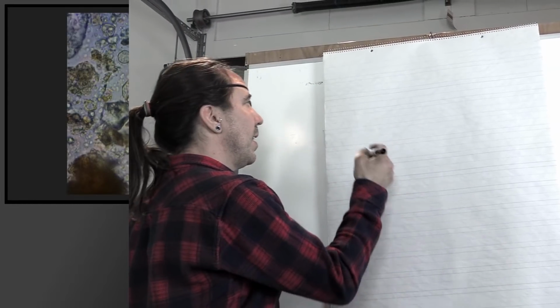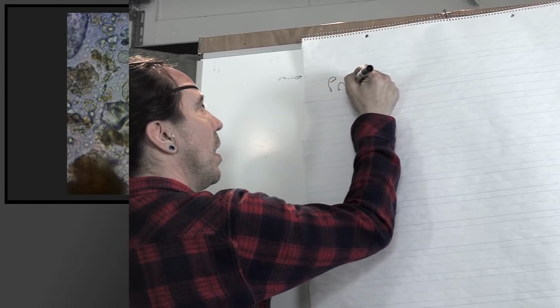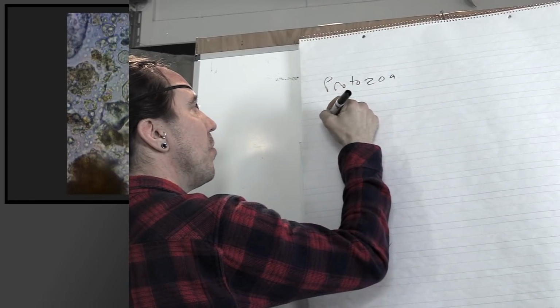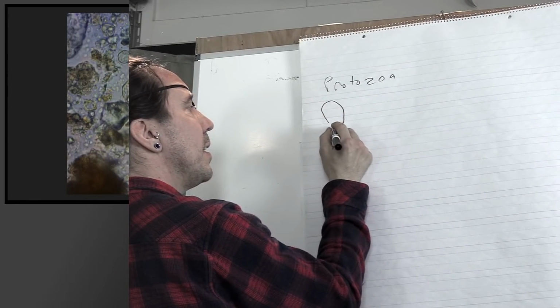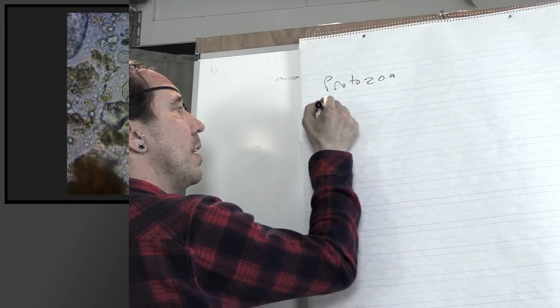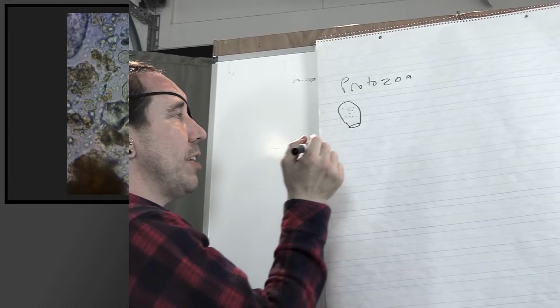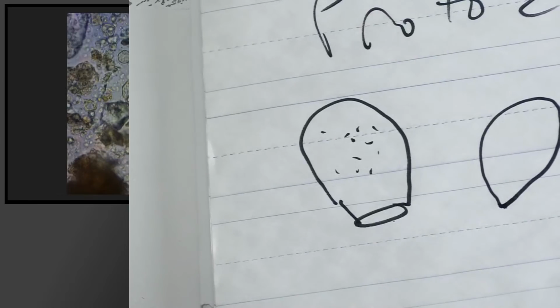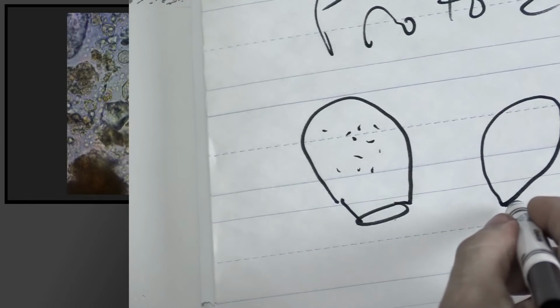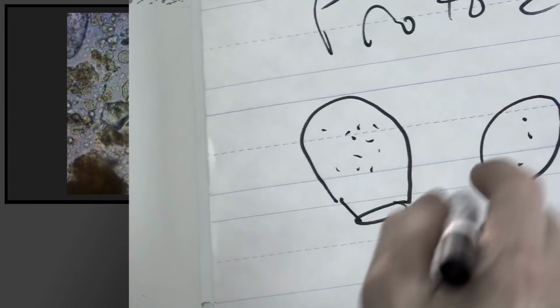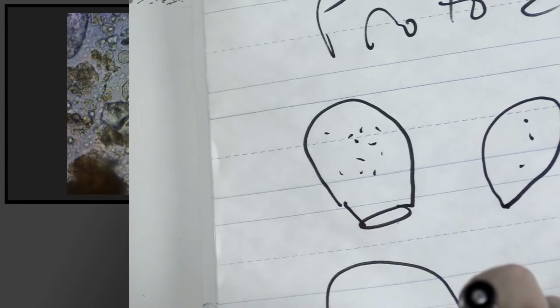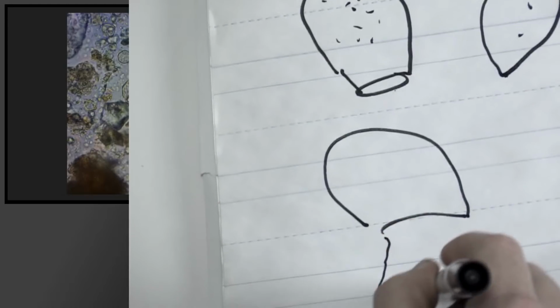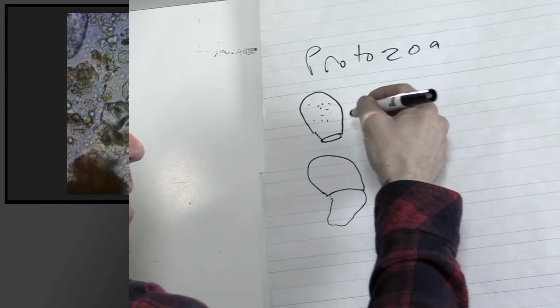Ready? So we've got protozoa. We've got the testate amoeba that we'll be searching for. Sometimes they kind of look more like a balloon. Sometimes you'll have that, and then they'll have come out of their test. And so this is the testate amoeba.